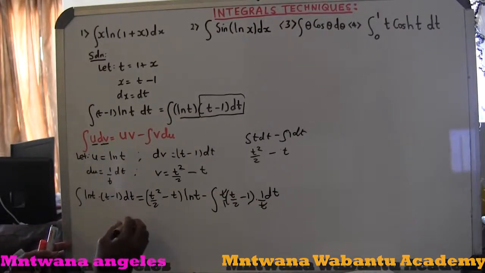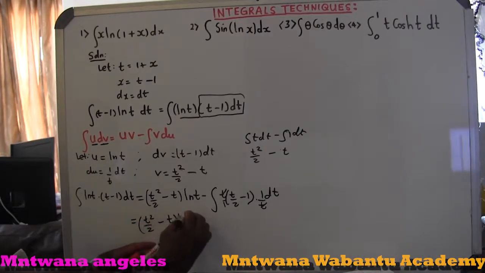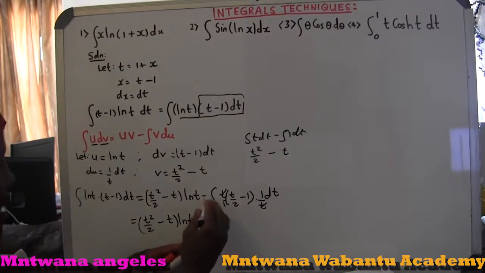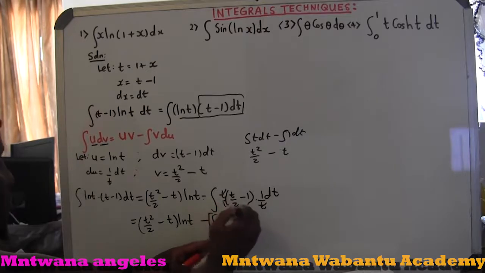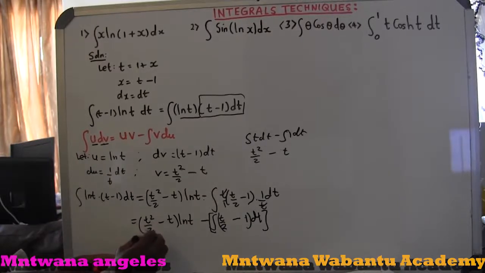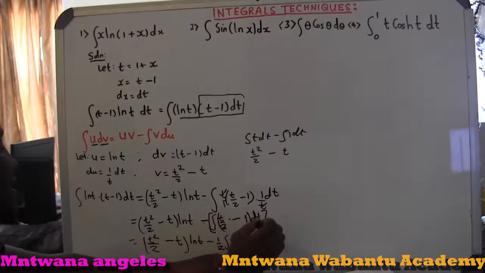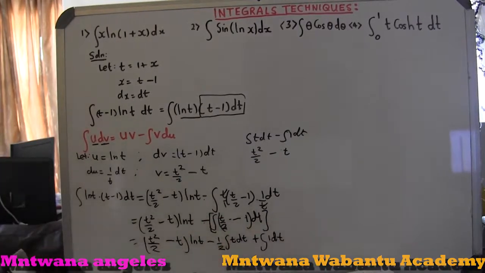So now you're going to be left with t squared over 2 minus t, in brackets, ln of t, and then minus. Now you can separate this. Minus the integral of t over 2, and then minus 1 dt. So now you can separate that one, and this is equal to t squared over 2 minus t, both in brackets, ln of t, minus a half, because it's t over 2, the half goes back, integral of t dt. Now negative, negative, plus, because remember there's a bracket here, and then the integral of 1 dt. Okay, so we can finish up that one.